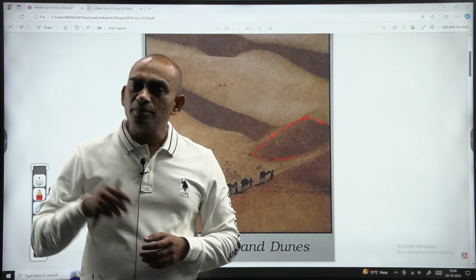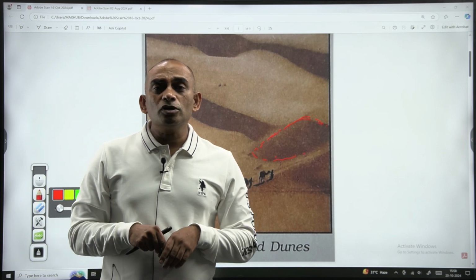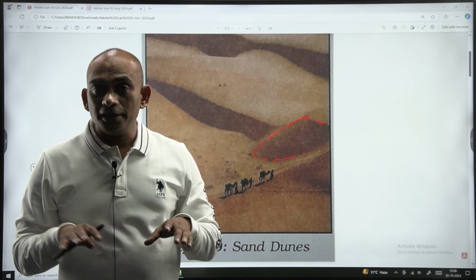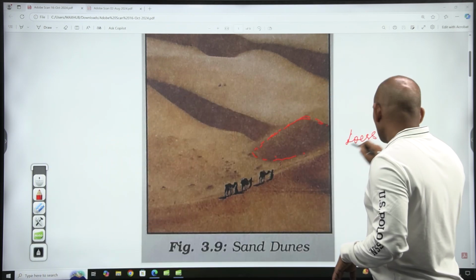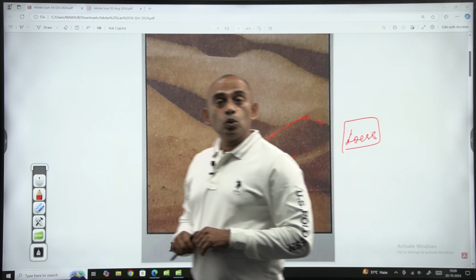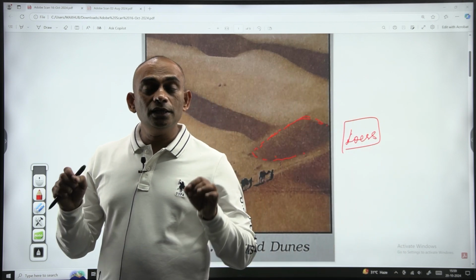When sand grains are finer and lighter, generally wind carries those finer particles to greater distances, that means distant places, and deposits them in large areas. That is what we know as loess. So naturally, a large loess deposit is found in China.